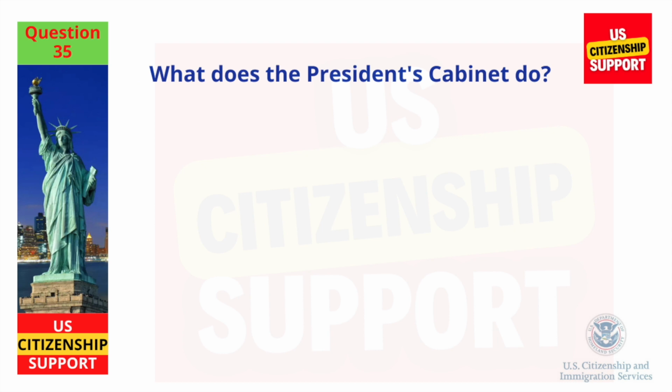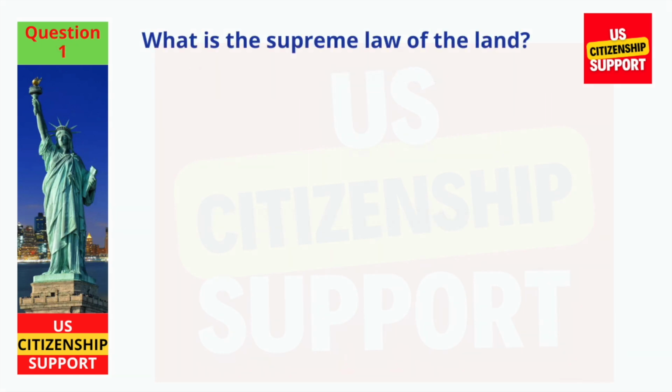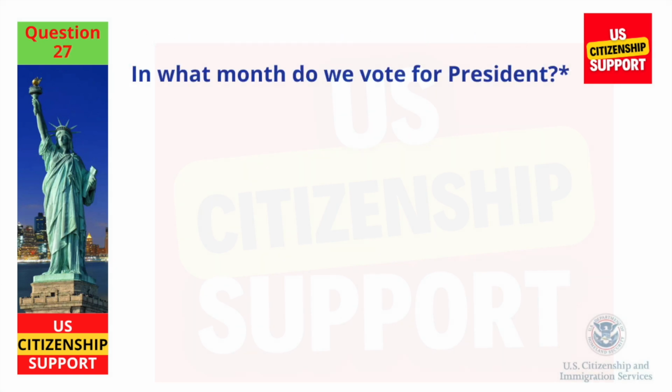What does the President's cabinet do? Advises the President. What is the supreme law of the land? The Constitution. In what month do we vote for president? November.